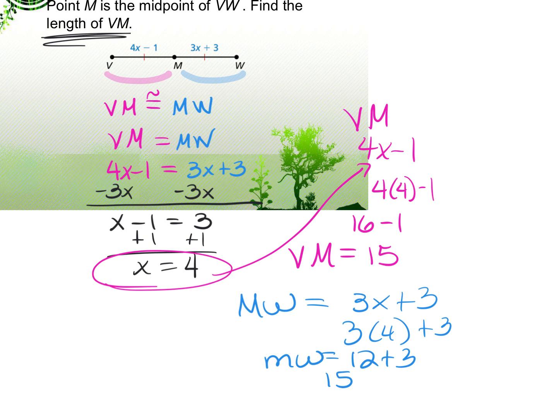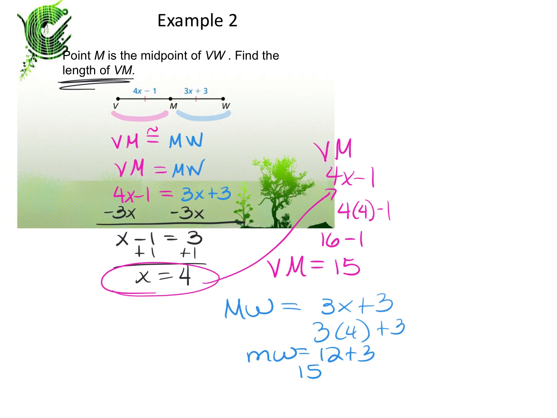15 for MW. But what if I said, instead, find VW? Remember, VW was the whole thing, so you would have had to do 15 plus 15, and it's 30. So just by changing one little letter, I can change the question but give the exact same picture. Sometimes I give a picture like this, and instead of 4x minus 1, maybe on a different version, I'll have 4x plus 1. So I make slightly different changes to the problem when it actually looks the same.